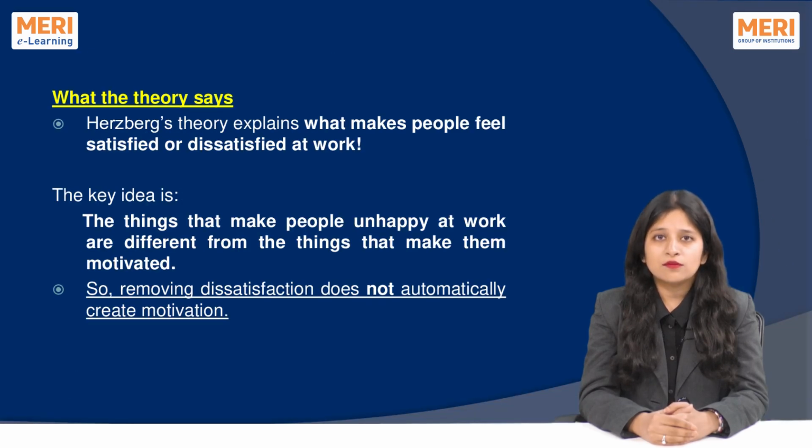Now, let us understand what the theory actually says. Frederick Herzberg's theory explains what makes employees satisfied or dissatisfied at work. His main idea is simple but very important. The things that make people unhappy at work are different from the things that truly motivate them. For example, factors like salary, company policies, supervision, and working conditions can cause dissatisfaction if they are poor. If a company improves these, employees may stop complaining, but this does not automatically make them motivated or excited about their job.